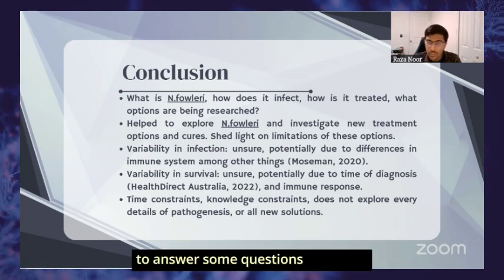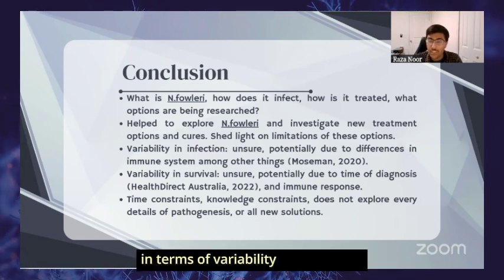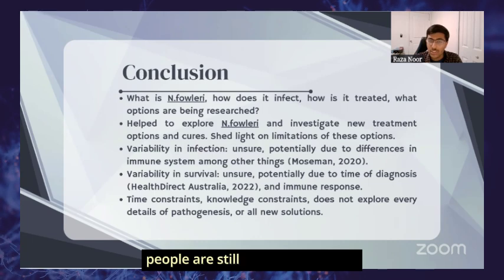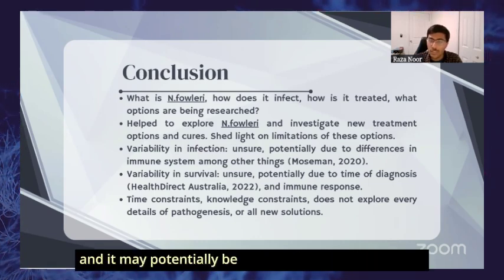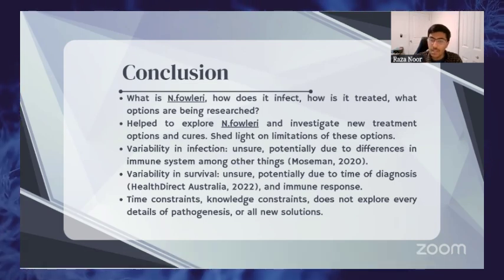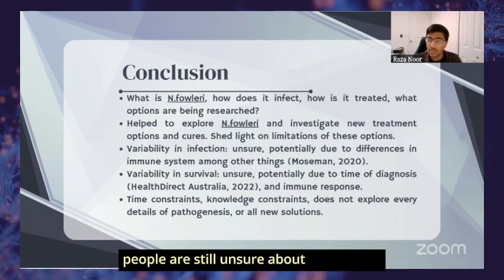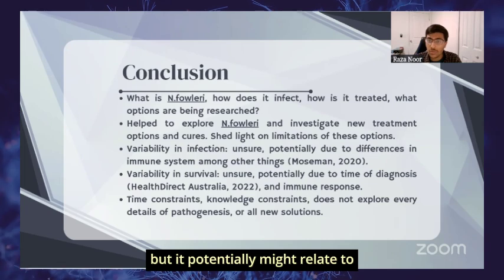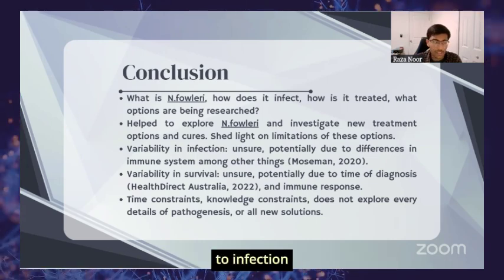To answer some questions that were asked at the beginning of the presentation: in terms of variability in infection, people are still unsure about why some people get infected and others do not, when it may potentially be due to the immune response that some people have. In terms of variability and survival rate, people are still unsure about that as well, but it potentially might relate to the time of diagnosis and the immune response that people have to infection.